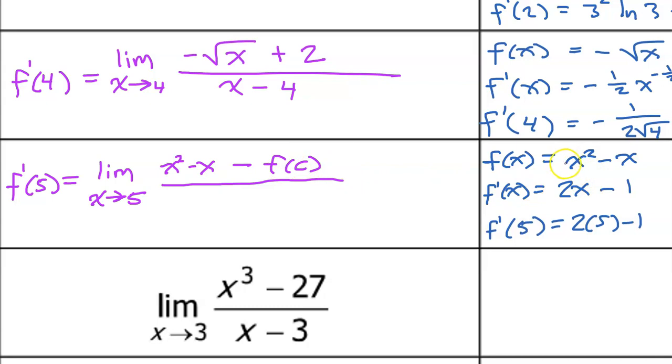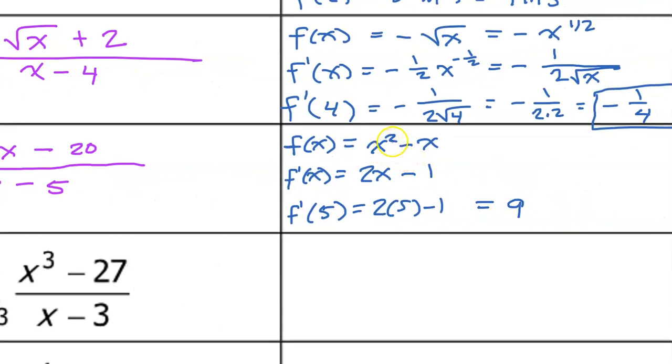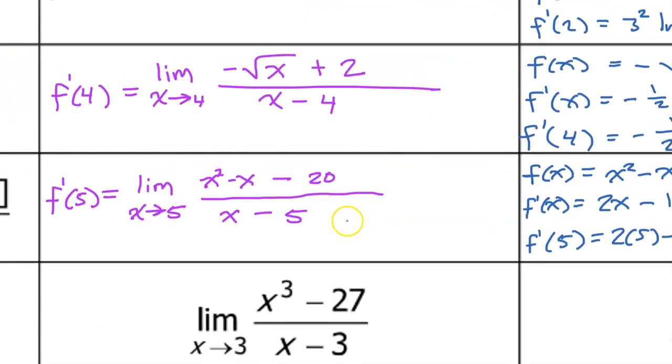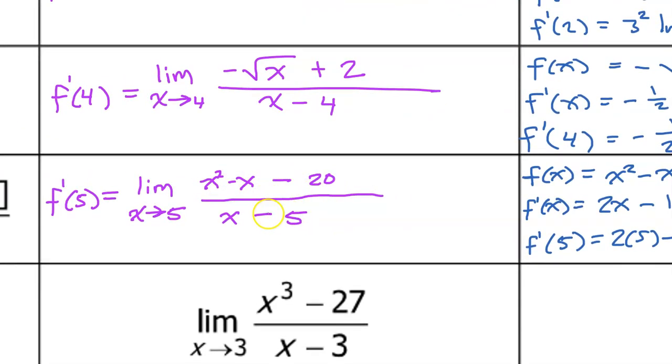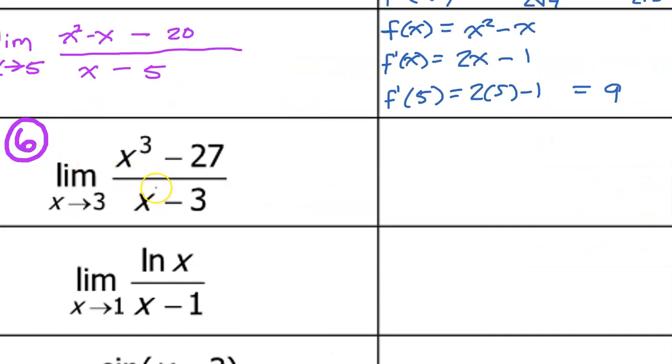Well, f at c is what you get if you take function f and plug in the c value, which is 5. If I plug in 5, I get 25 minus 5, which is 20. So that's why I'm going to put minus 20 right here. And then in the denominator, you put x minus c, which will be x minus 5. So that's it. If I see this limit, I will also know that this is really the derivative evaluated at 5 of this function f. And it will be far easier for me to evaluate it using derivative rules like this rather than trying to factor, cancel, etc.